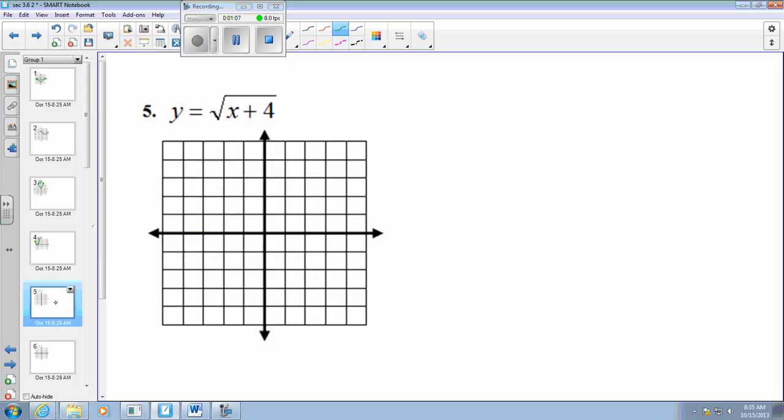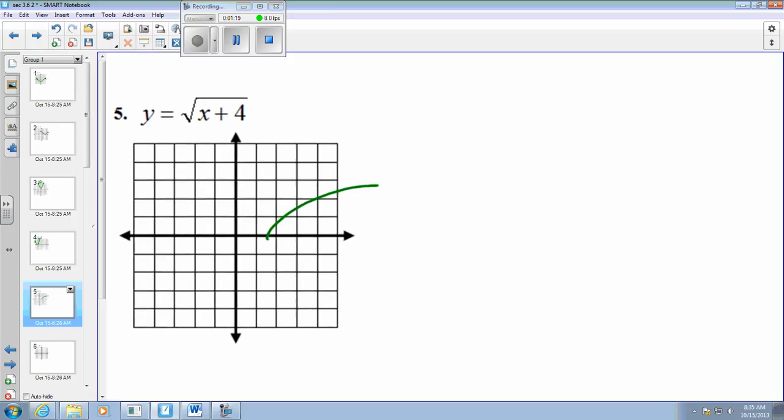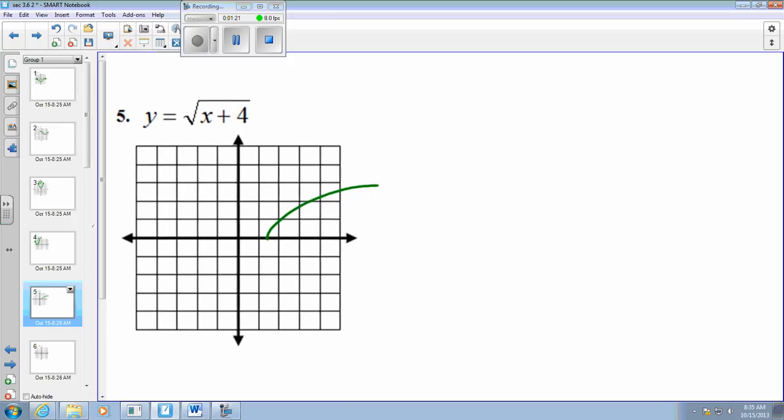Question number 5, we have our square root graph. Our square root graph looks like this, but since it has the 4, we would move it right there.